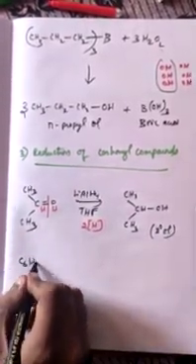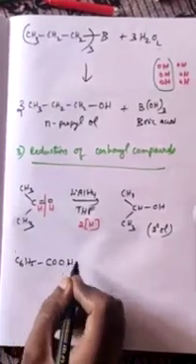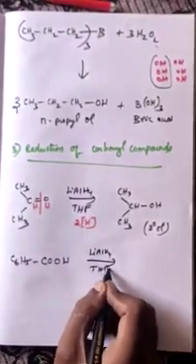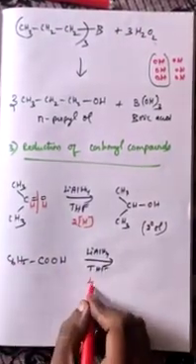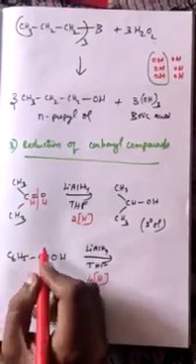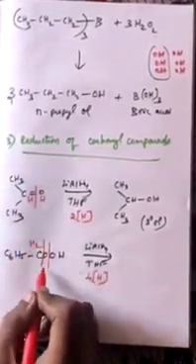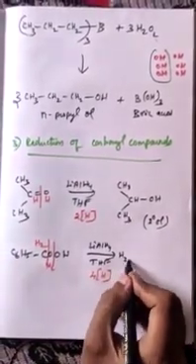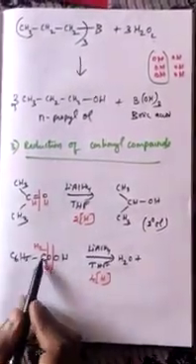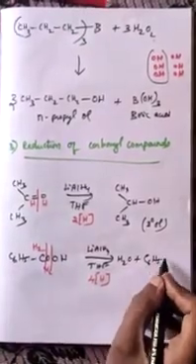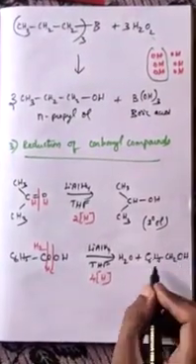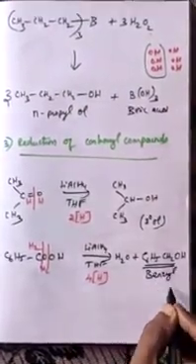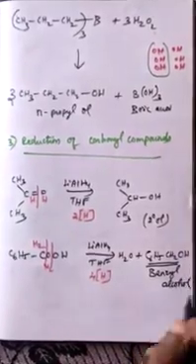Similarly, next one, benzoic acid, C6H5-COOH. Here also the same lithium aluminium hydride in tetrahydrofuran gives 4 nascent hydrogen. So H2O gets separated, and the remaining is C6H5-CH2OH. I have told you many times, C6H5-CH2 means benzyl. So it is called benzyl alcohol.